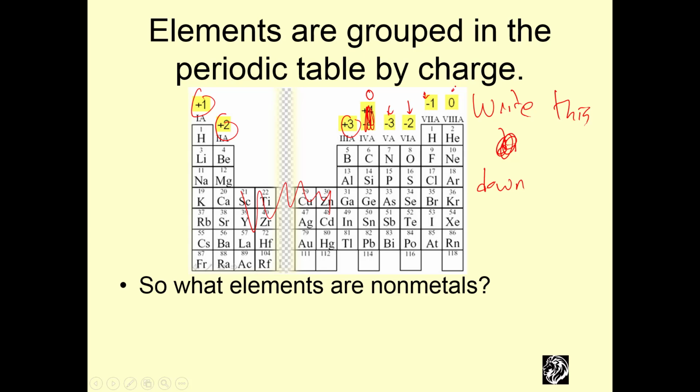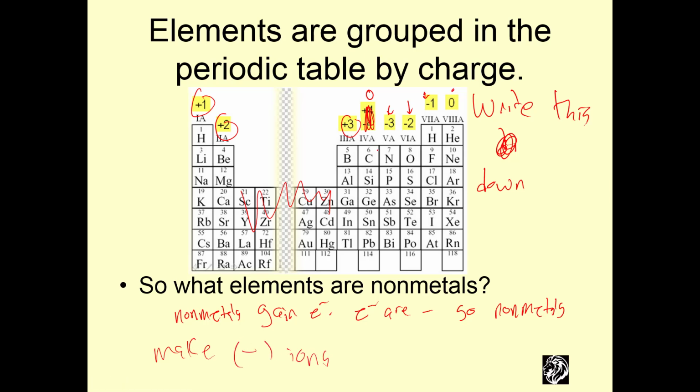So what elements are nonmetals? Nonmetals gain electrons. Electrons are negative, so nonmetals make negative ions. Hey, look right here. Bear with me here. These are my nonmetals. Oh, how about that? Okay, there are my nonmetals.